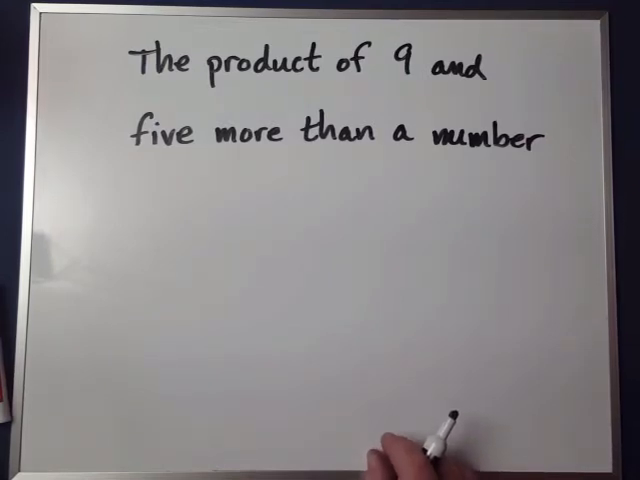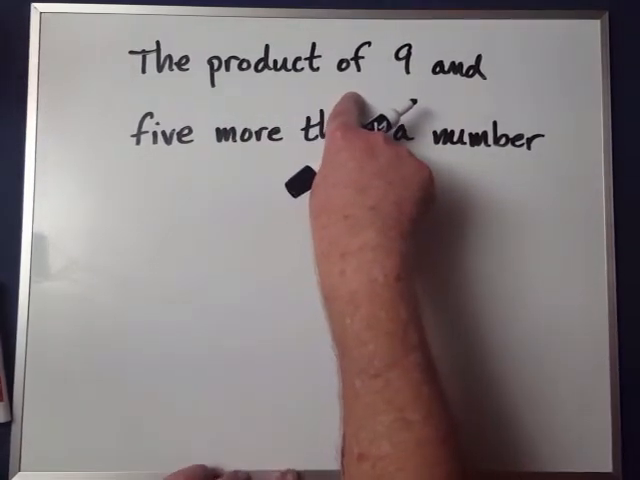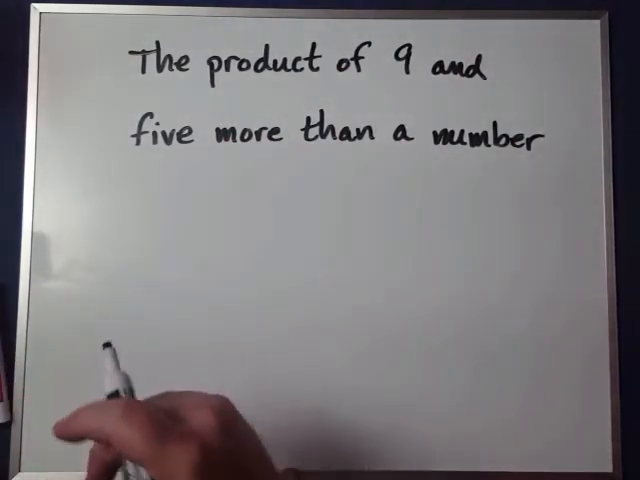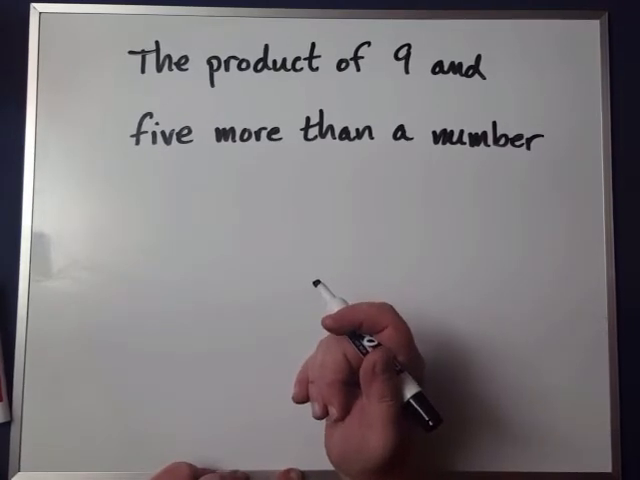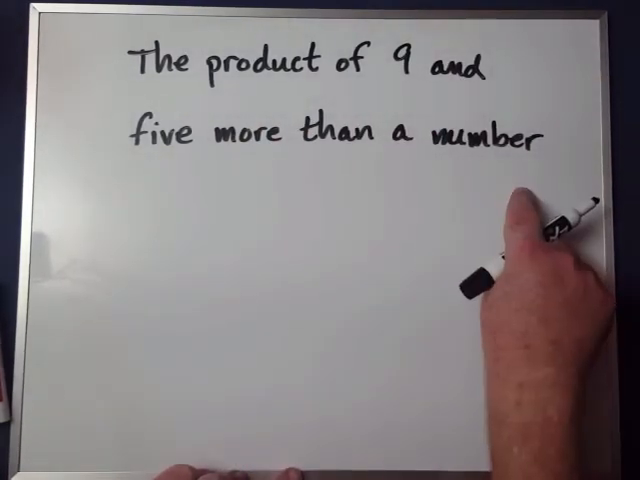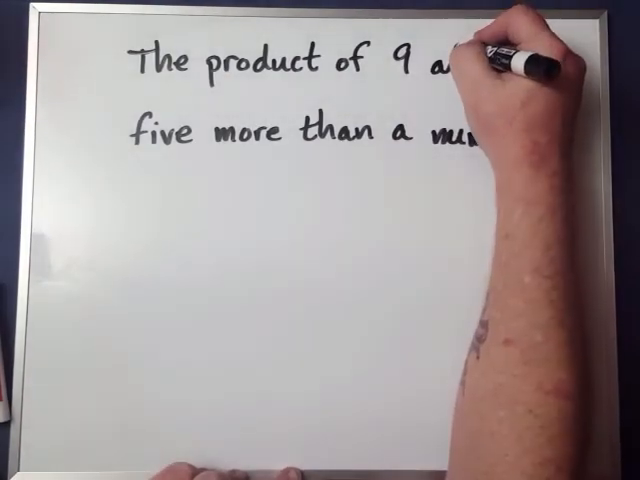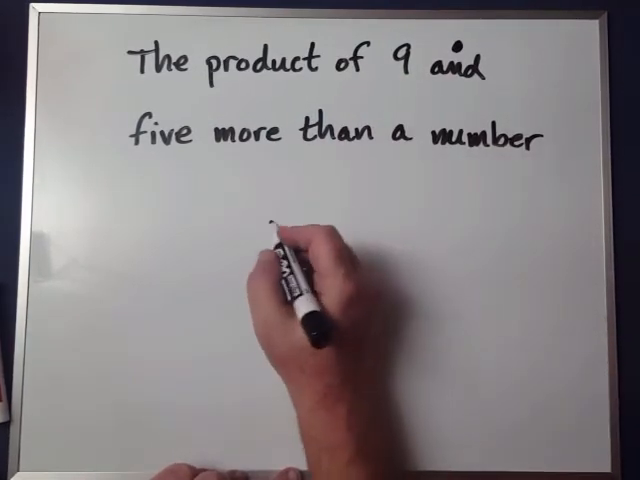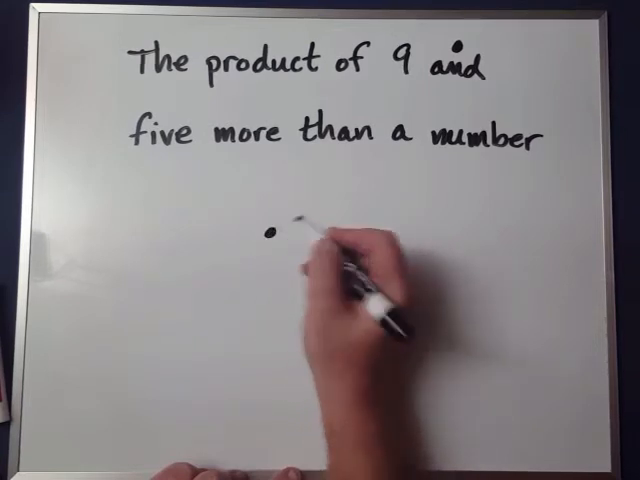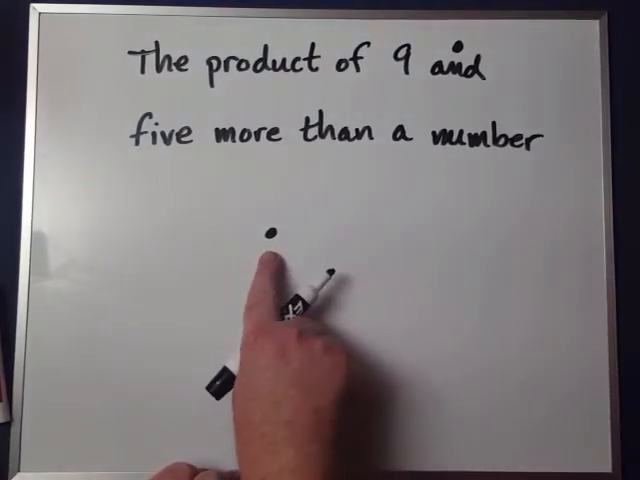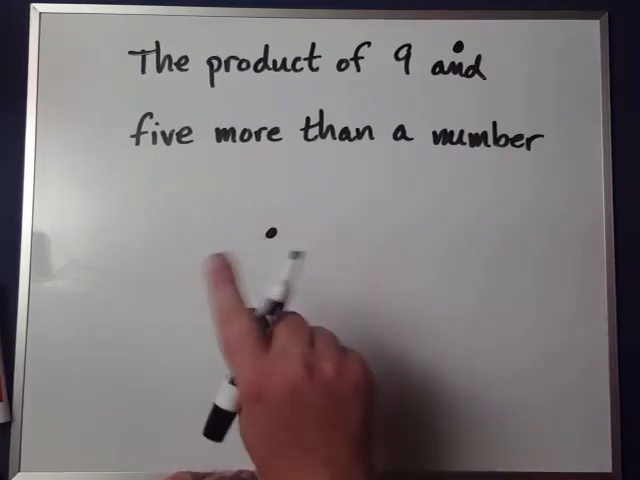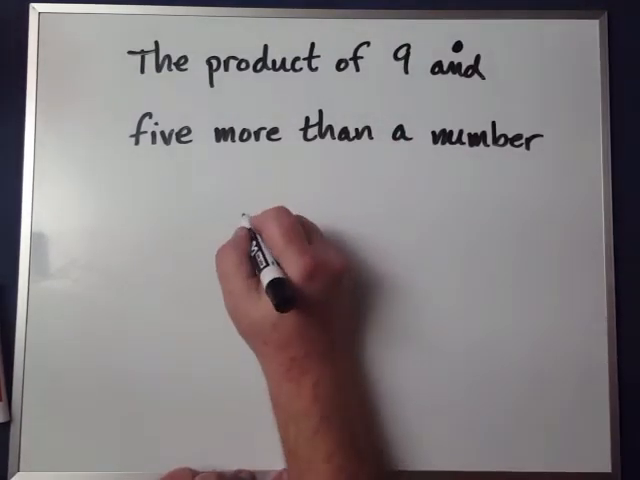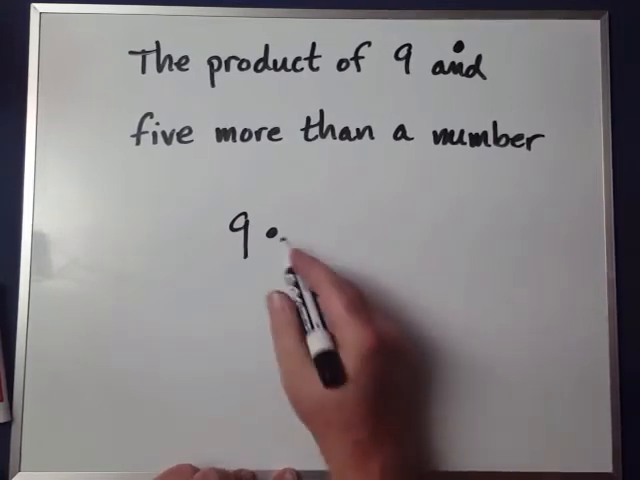Take this a piece at a time. Think about what it's saying. It says the product of, so we know we're what? We're multiplying. What are we multiplying? The product of this and that. The product of 9 and the rest of it. So this "and" is your multiplication sign. The product of this and that. So far I've written the product in algebra, that dot right there. The product of what? 9 on one side and the other.